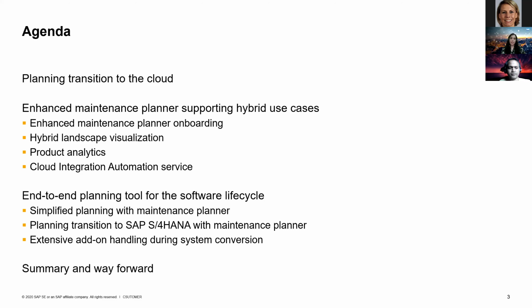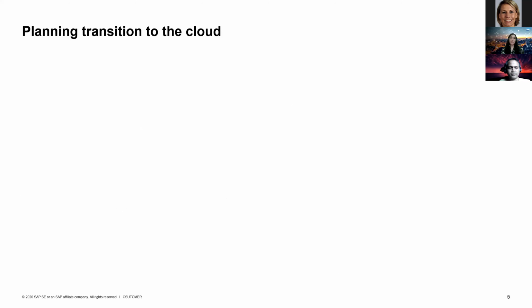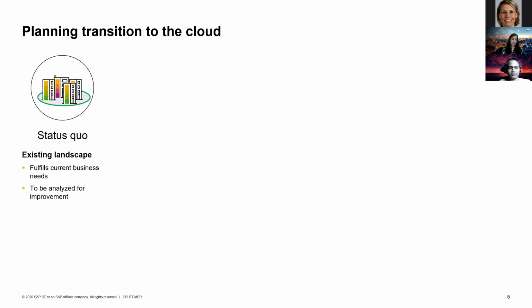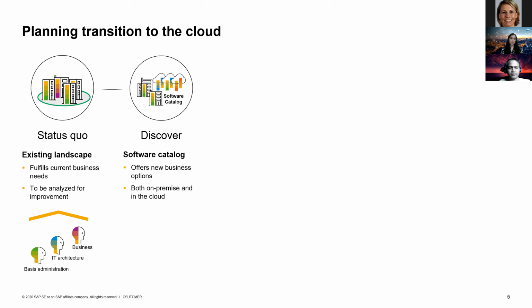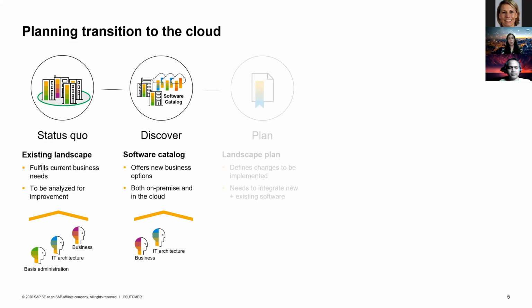Okay, so let's get started with the business context and the motivation behind the new capabilities that we have delivered with the enhanced version of Maintenance Planner. Maybe I repeat here that in July 2020, we delivered an enhanced version of Maintenance Planner with some new capabilities. On this slide, I'm basically talking about the motivation and the context behind enhancing Maintenance Planner, because Maintenance Planner has been available for our customers, and customers have been using it as a software change planning tool for a while now.